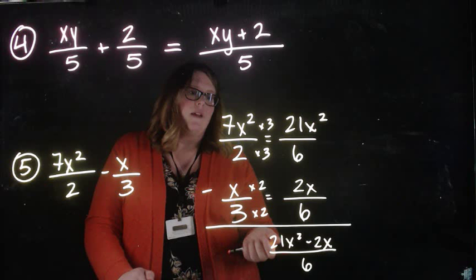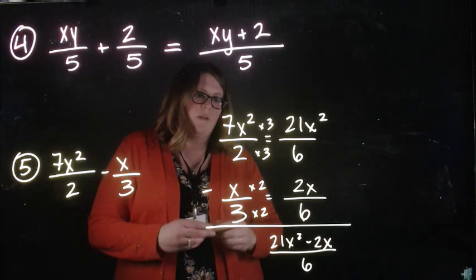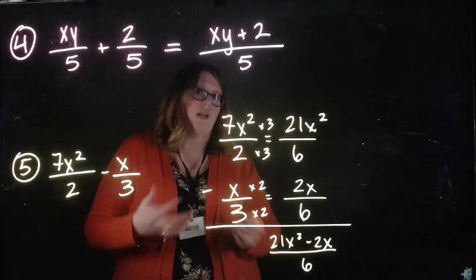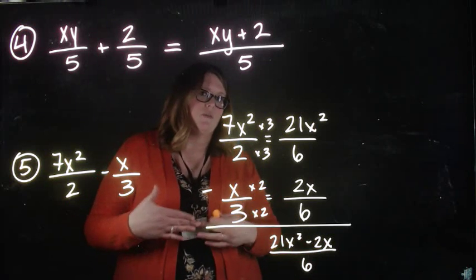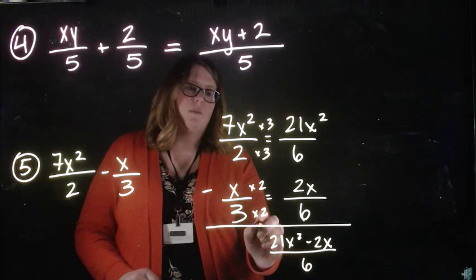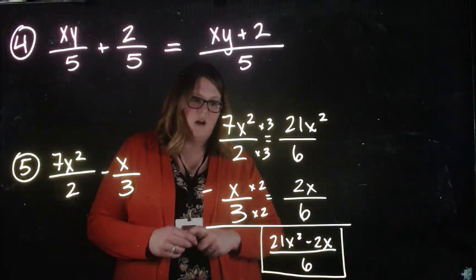Okay? And we can look here, and we should probably ask ourselves if our numerator can be simplified at all. 21x squared minus 2x. So while both of the terms here have x in them, the exponent also has to be the same in order to combine them, or in this case subtract them. So we can't do any more here. Our answer for number 5 will just be 21x squared minus 2x all over 6.